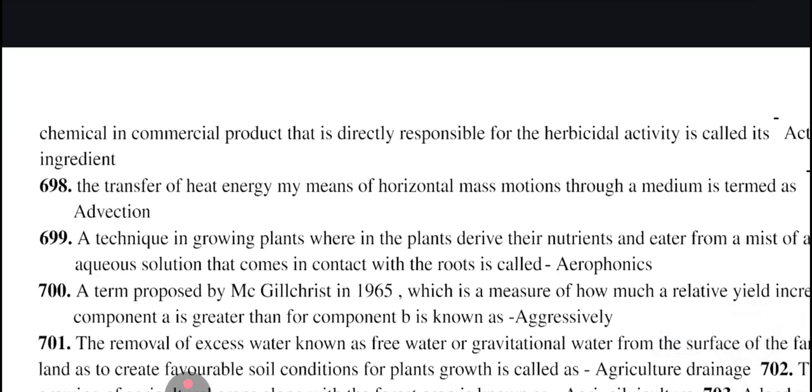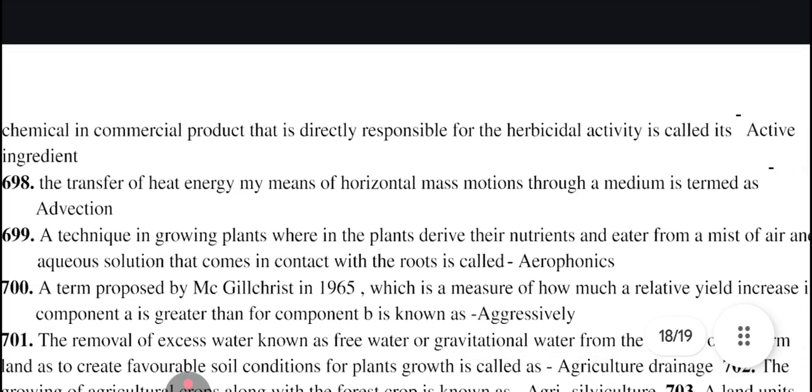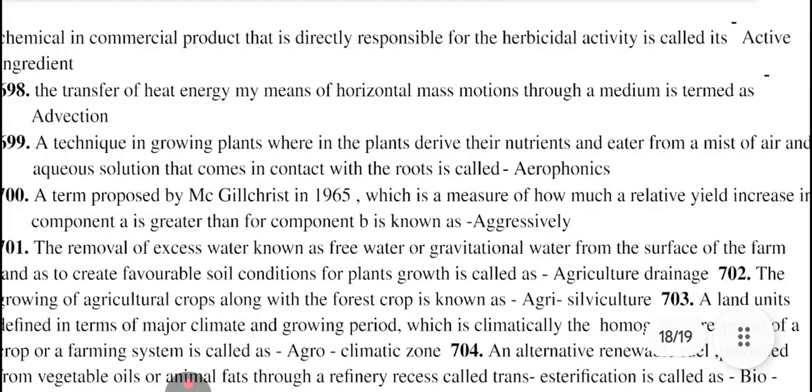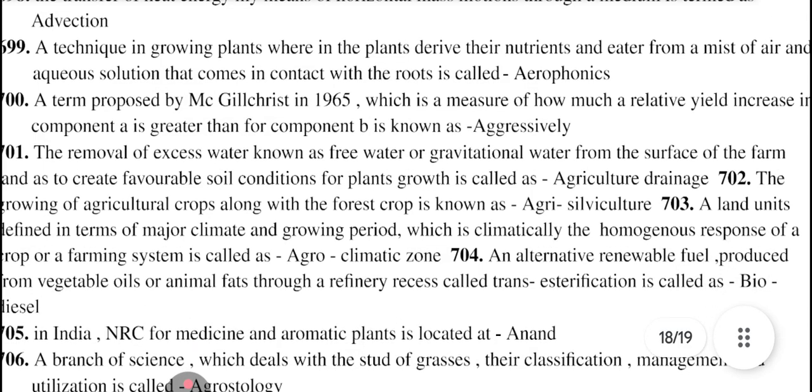Commercial chemical product that is directly responsible for herbicidal activity is called active ingredient. Transfer of heat energy by means of horizontal mass motion through a medium is termed as advection. Technique in growing plants where the plants derive their nutrients and water from a mist of air and aqueous solution that comes in contact with the roots is aeroponics. Means here neither soil nor water will be there.